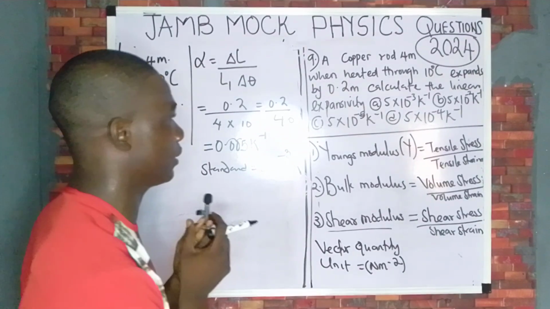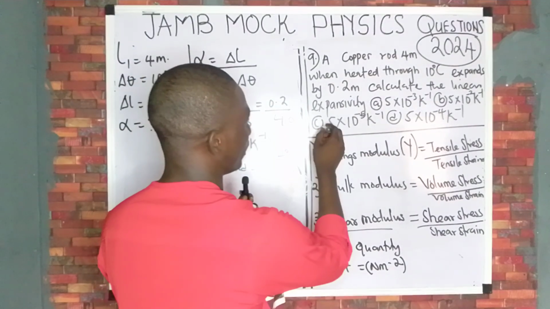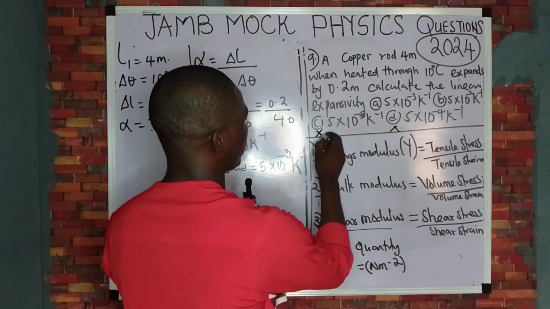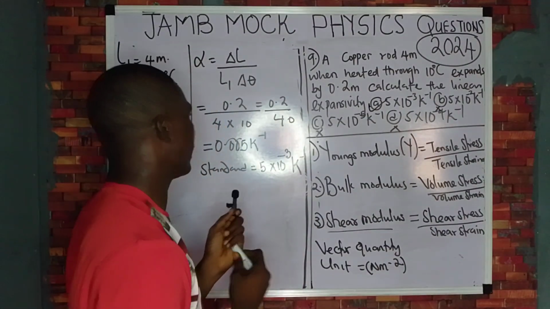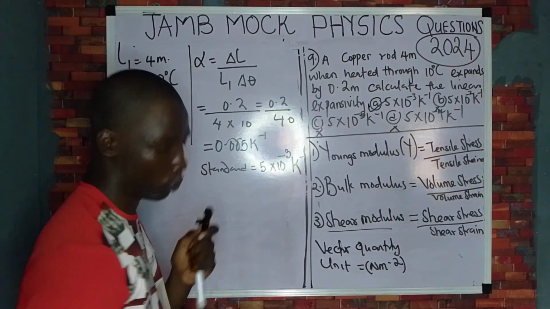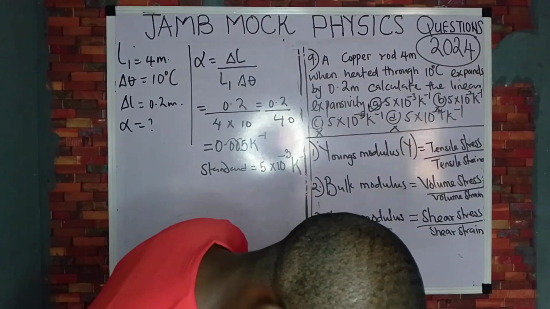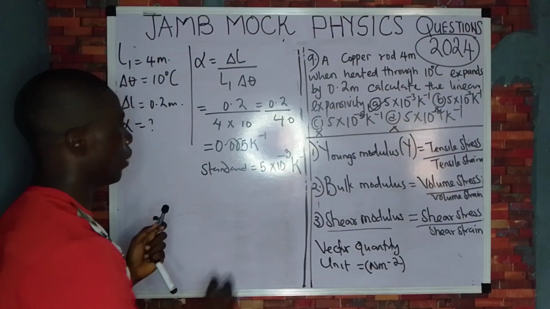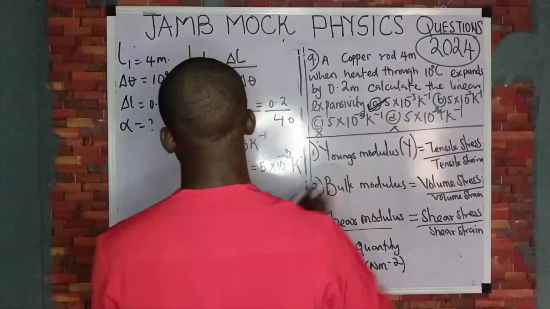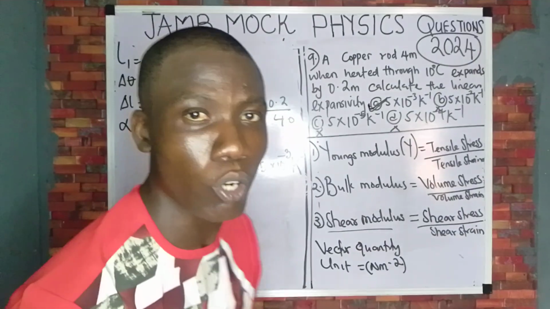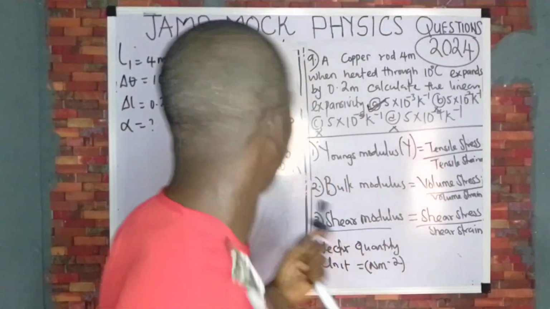Wow, so interesting. Let me check this again. 0.2 over 40. Okay, it's correct. So you have 5 times 10 raised to the power of minus 3. Our answer is what? A. Okay, let's quickly take a few other questions before we come to the end of this video.